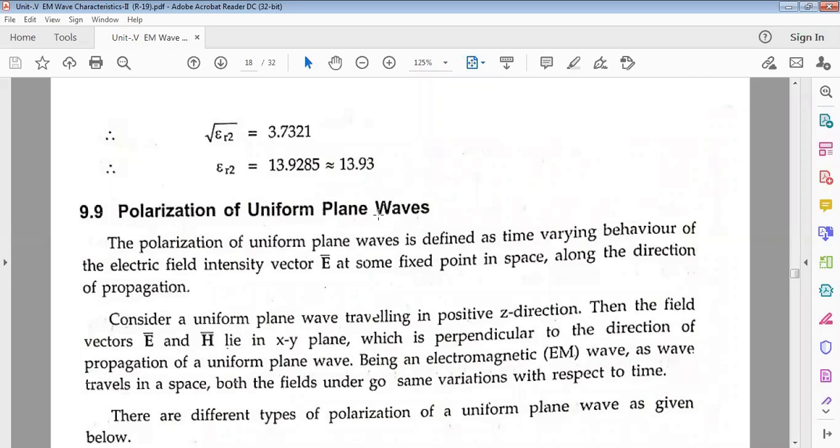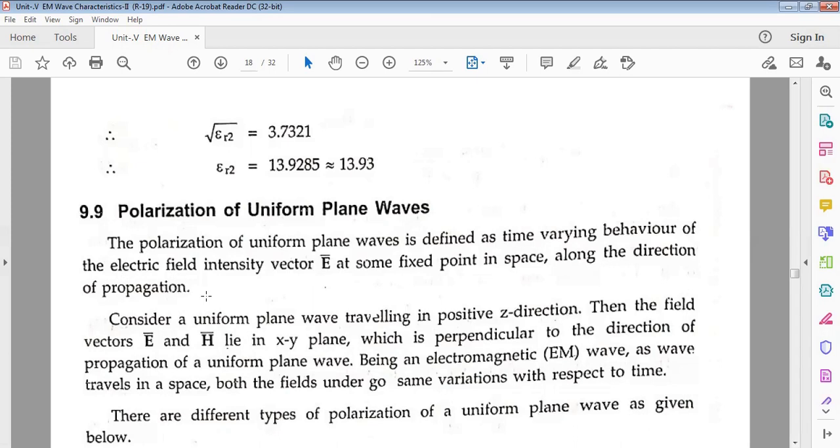The polarization of a uniform plane wave is defined as the time-varying behavior of the electric field intensity vector E bar at some fixed point in space along the direction of propagation.